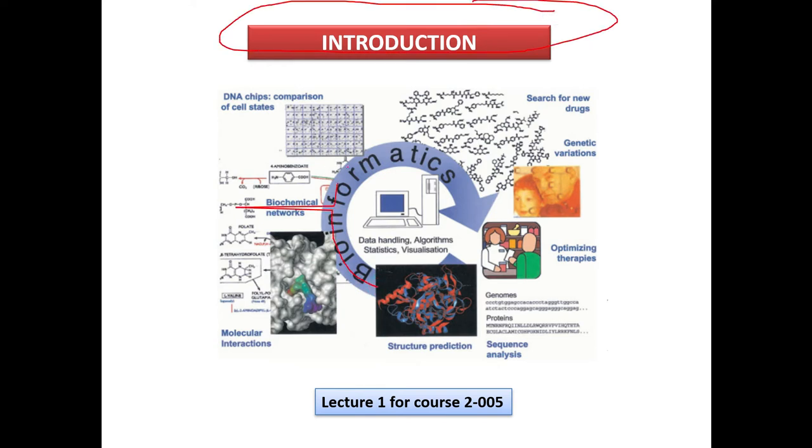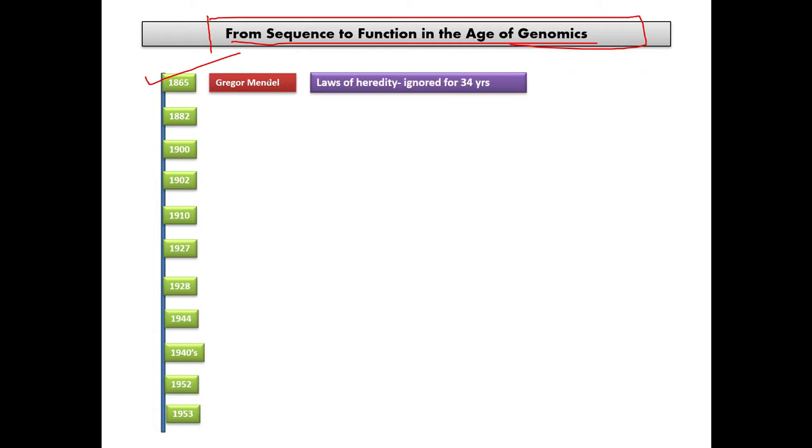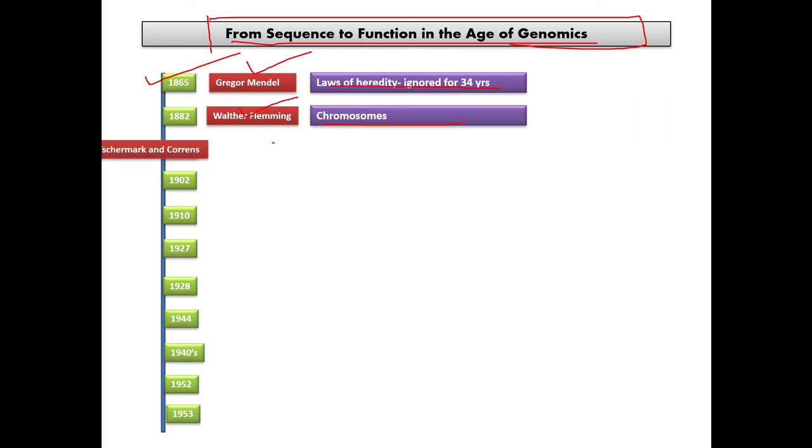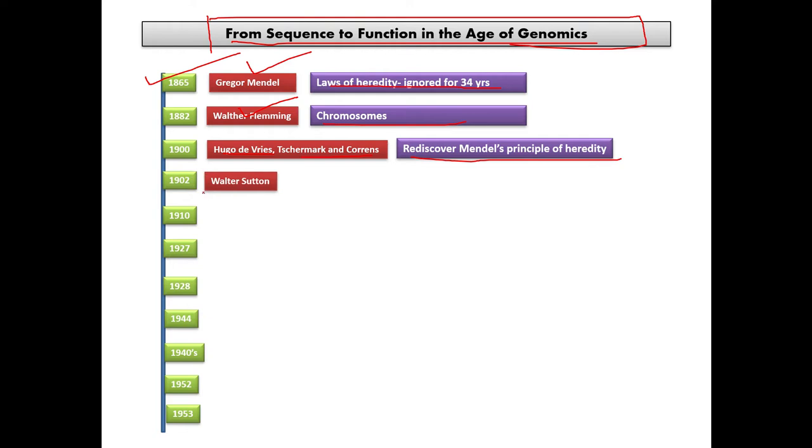So why do we need bioinformatics? That is the main question which comes up in our mind. So dear friends, as you can see here, the sequence, function and age of genomics starts from Gregor Mendel, because Gregor Mendel is also called the Father of Genetics; he gave the laws of inheritance and heredity. Then Walther Flemming came, who told about chromosomes, then Hugo de Vries, then Sutton and Boveri.